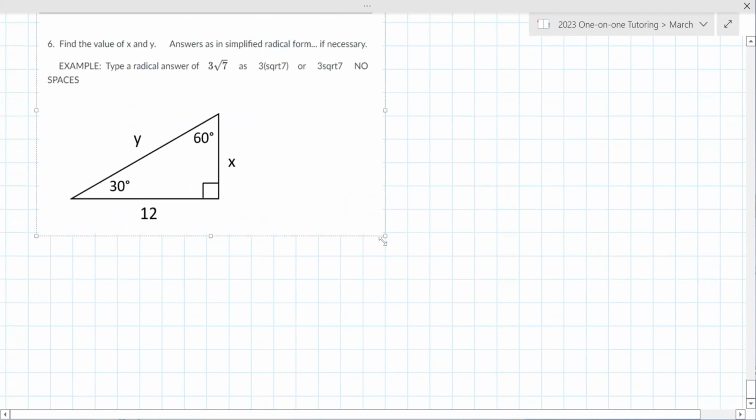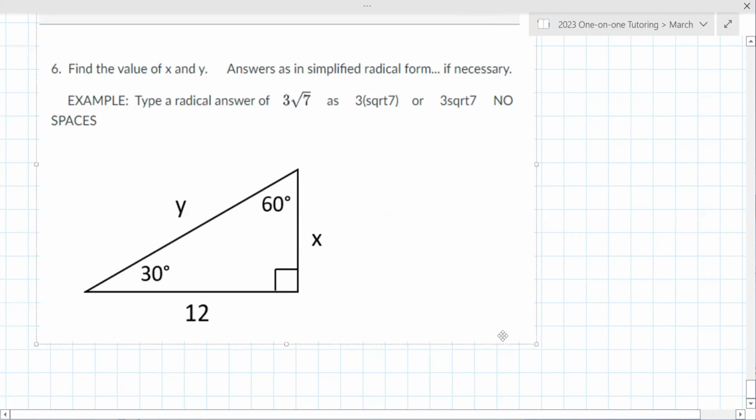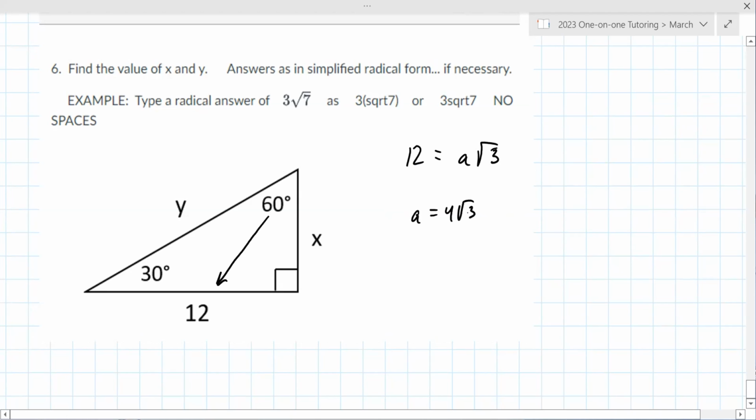So, all right. Again, are they giving you the short leg, long leg, or hypotenuse? They're giving us the long leg. So you set that equal to a square root of 3. That'd be like 4 square root of 3. Yes. Now that is the short leg. Which letter is that? X. And then Y would be 8 square root of 3. You got it.